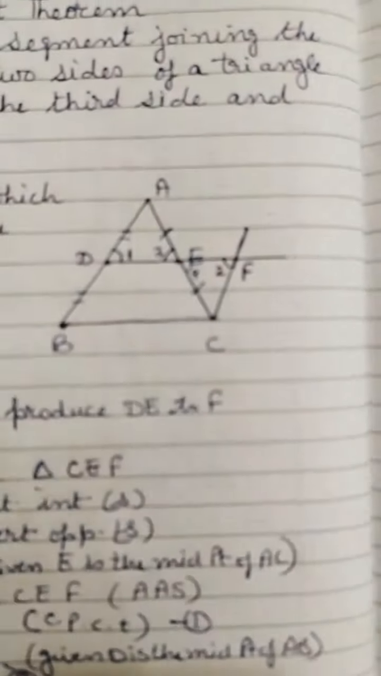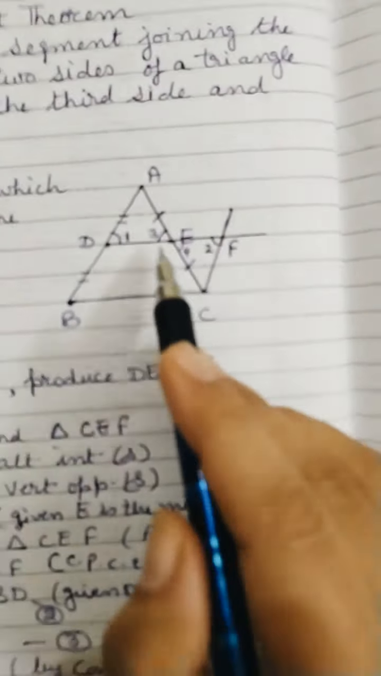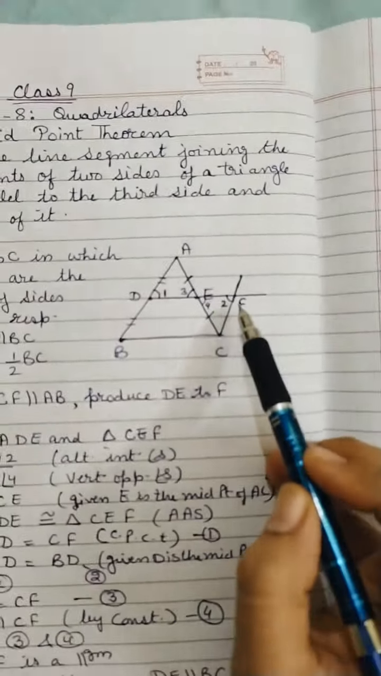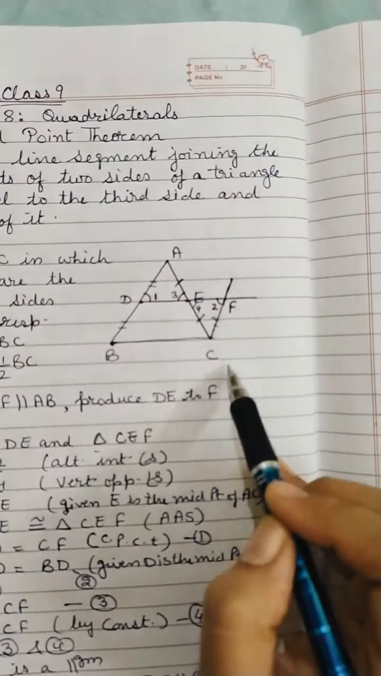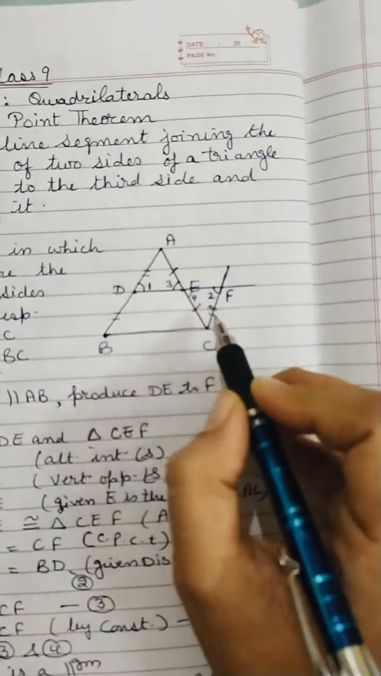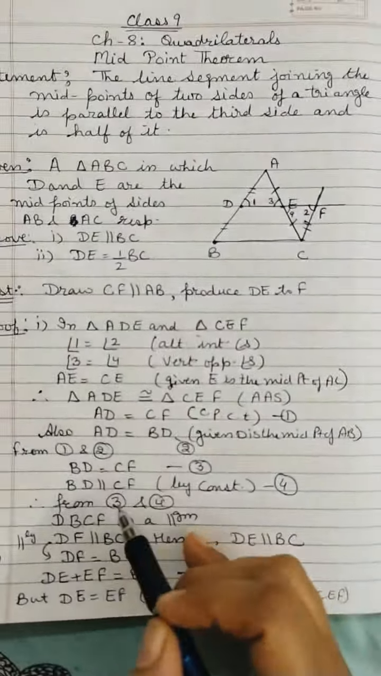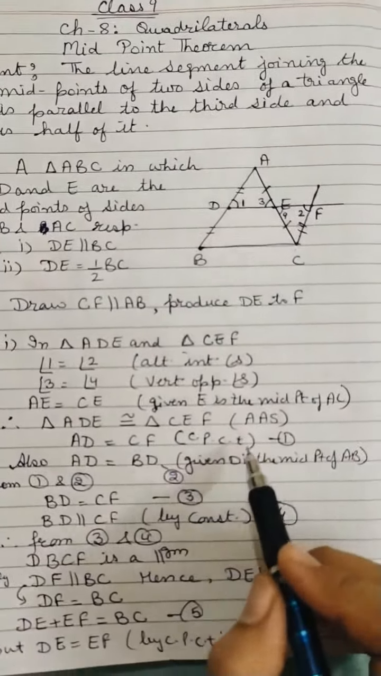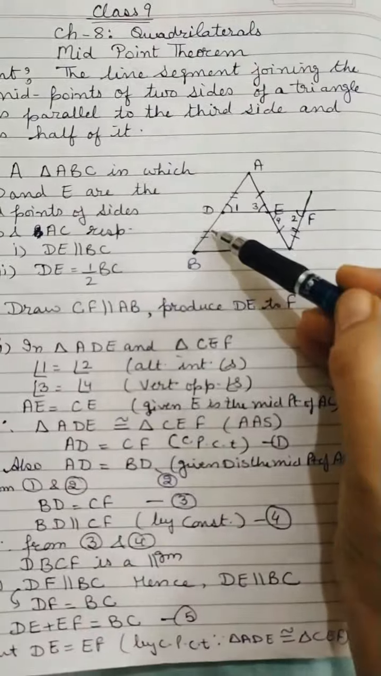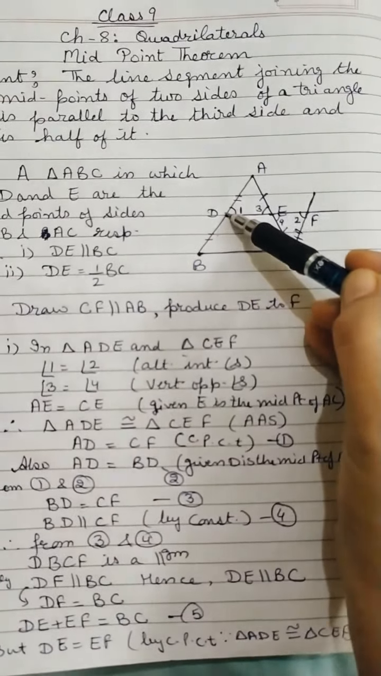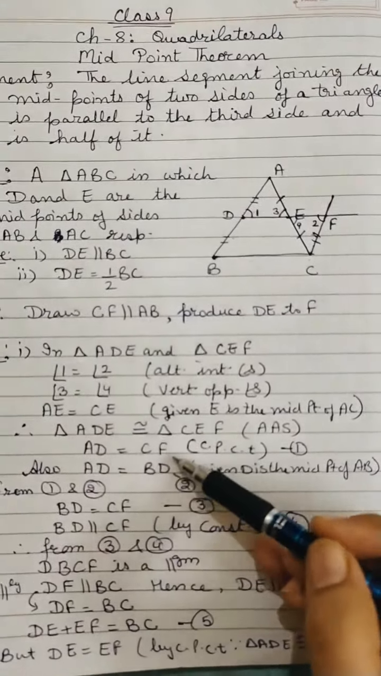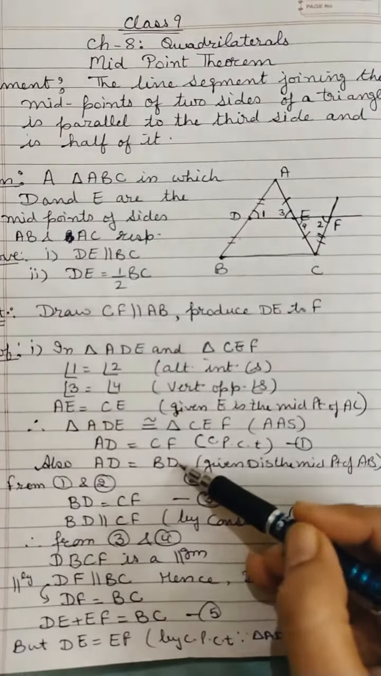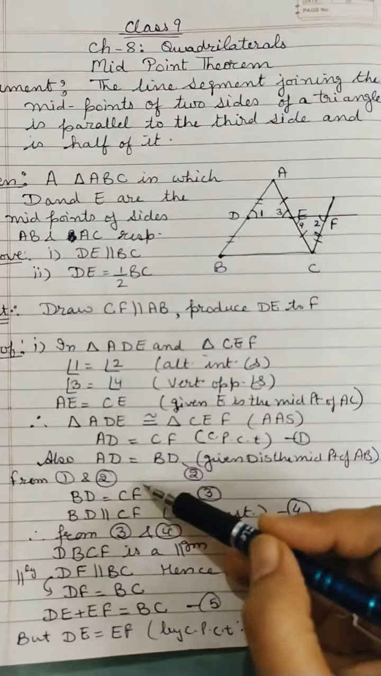Now if these two triangles are congruent, then what do we have? We can say that AD will be equal to CF by CPCT. Now we have written that AD is equal to CF by CPCT, but also it was given that AD is already equal to BD because D was the midpoint. How is it possible that one side is equal to both the other sides? This can only be possible if these two sides are also equal. So that means BD is also equal to CF.